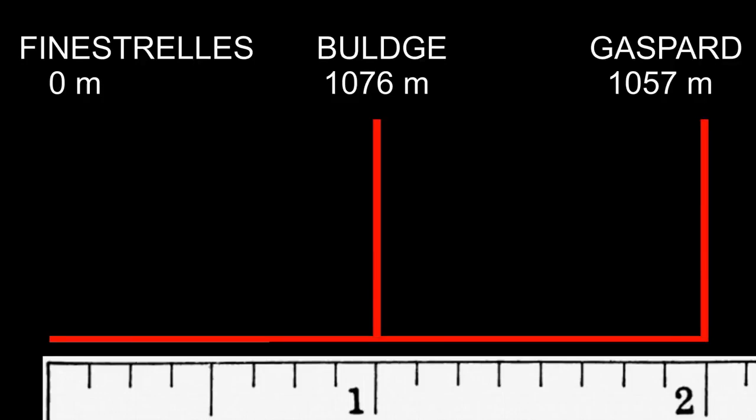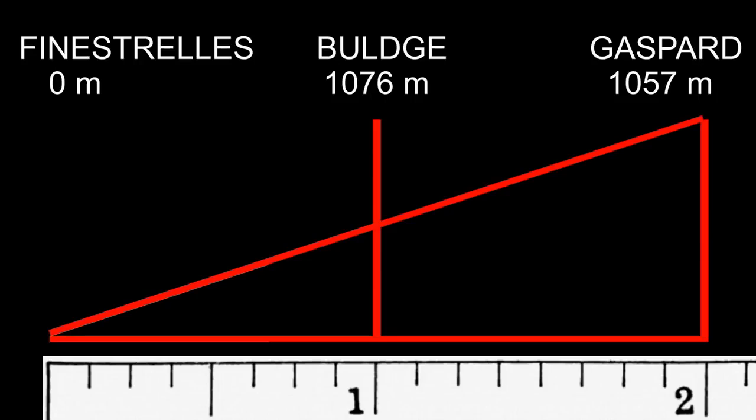Fenestrelle minus itself is 0. The bulge minus Fenestrelle is 1,076 meters. And Mount Gaspard minus Fenestrelle is 1,057 meters. We will now add the line connecting the peak of Fenestrelle with the peak of Gaspard.